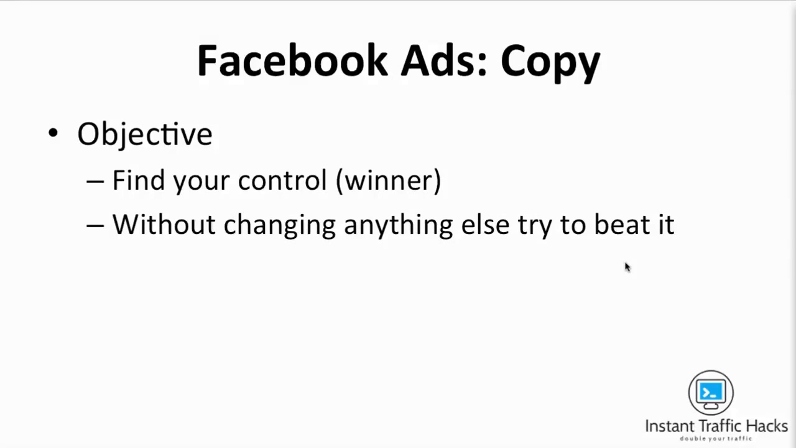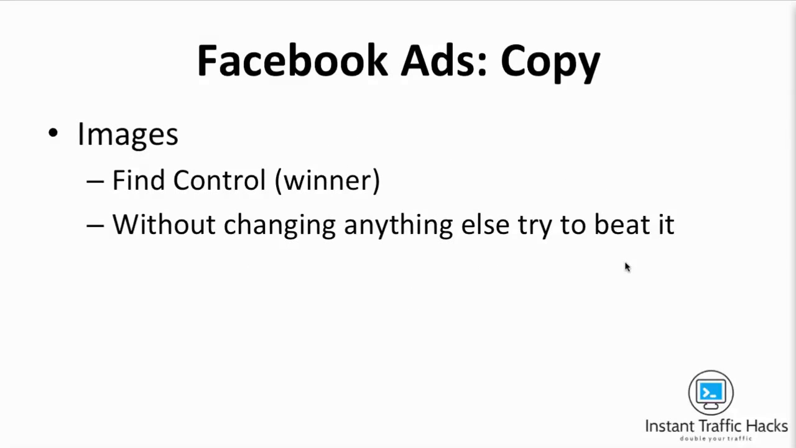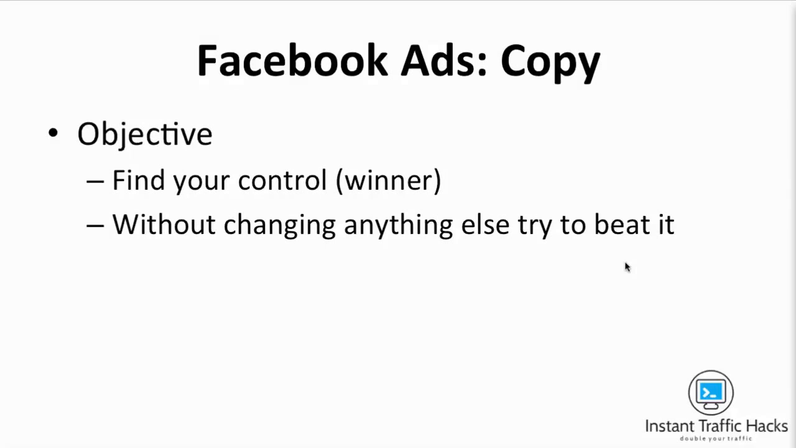Once you go through this cycle, go back to the beginning and see if you can, now that you have a winning copy, a winning audience, and a winning objective, see if you can beat that image that you've found as your control. See if you can beat that copy or that audience, and things like that. And this is how you do Facebook.